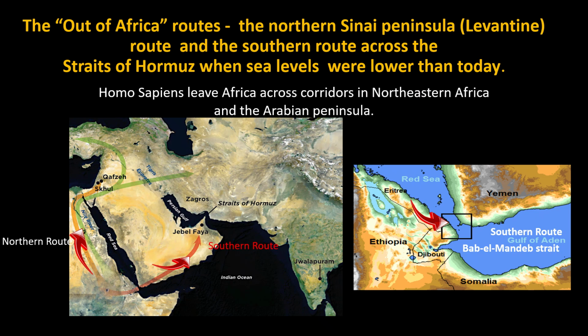The southern route across the Bab-el-Mandeb Strait from the Horn of Africa into Arabia is more debated for early hominins, but is considered a significant pathway for later Homo sapiens migrations, particularly around 60,000 to 70,000 years ago, following coastal lines and during periods of lower sea level during the last glacial maximum.